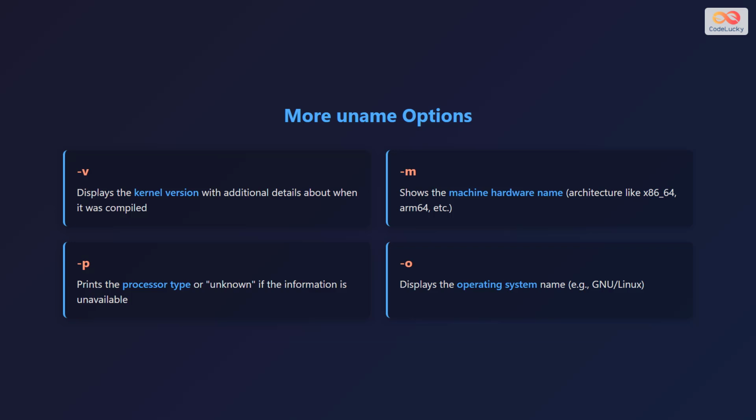Let's explore some more uname options to get a deeper understanding of your system. The -v option displays the kernel version with additional details about when it was compiled. The -m option shows the machine hardware name, indicating the architecture like x86_64 or ARM64. The -p option prints the processor type, but may return unknown if the information is unavailable. Lastly, the -o option displays the operating system name, such as GNU/Linux.